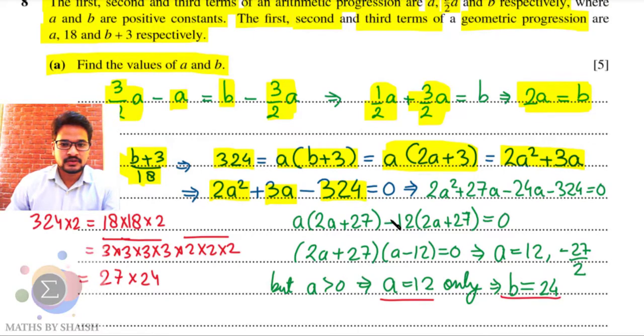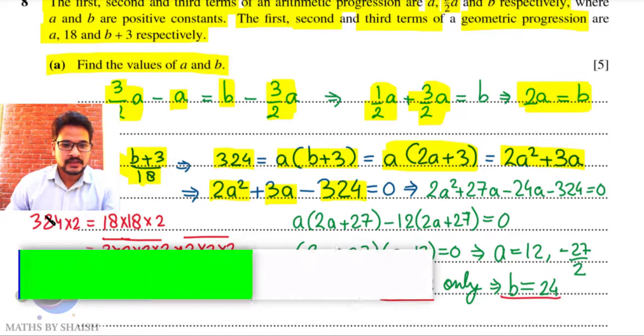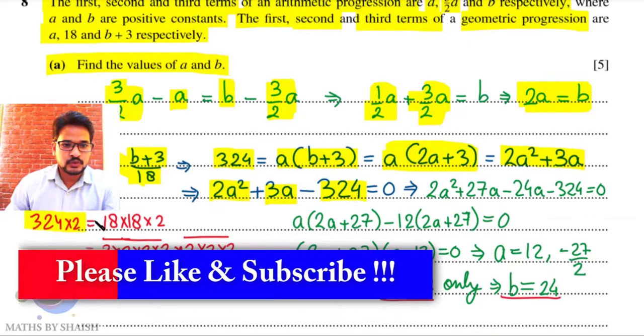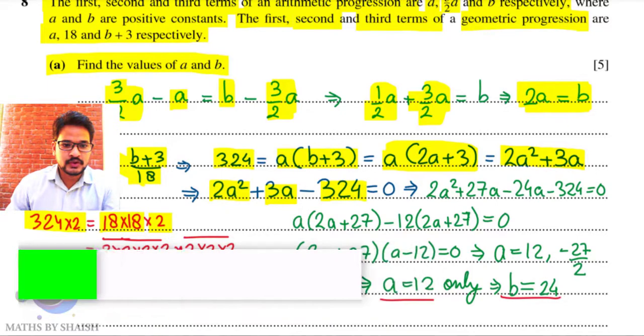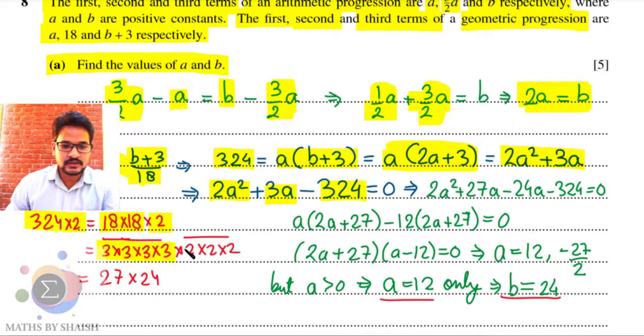So it's 324 into 2, so we can use splitting the middle term, or we can use the formula for that matter. It doesn't matter at all. 324 we got from 18 into 18, and into 2, so I split it into two parts with 3 and 2. So we got 27, that is 3 into 3 into 3, and 24, that is 3 into 2 into 2 into 2, and the difference is 3. Because I use the splitting middle term, we write 2A squared minus 324 as it is, and I wrote 3A as 27A minus 24A.